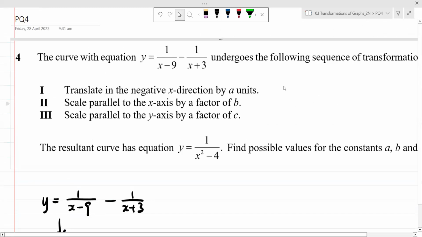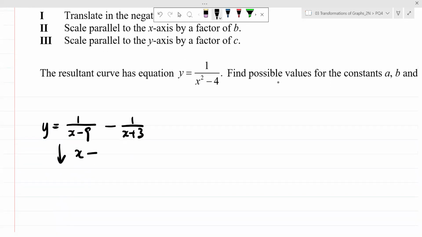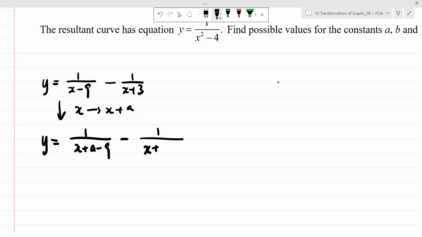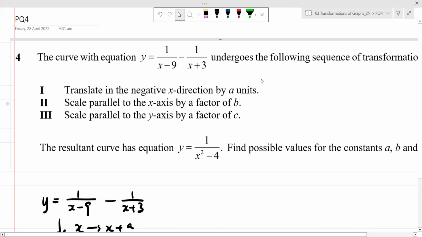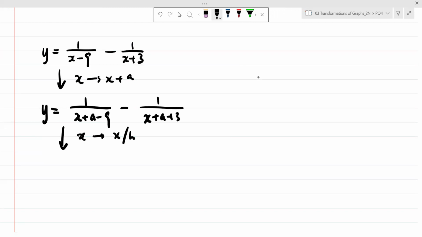Okay, so translate in the negative x direction by A units. I replace x with x plus A, right? Okay, then what do I do? So, yeah, I do precisely that lah. Okay, next. Scale parallel to the x-axis by a factor of b. So x replaced with x over b. Okay, and then this is where things start to get a bit more convoluted.